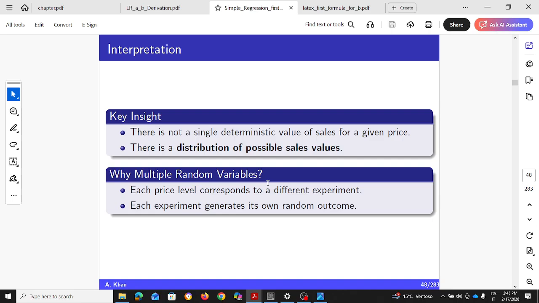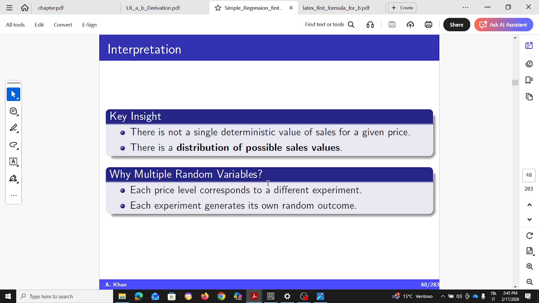So this means that there is not a single deterministic value for the sale at a given price. So for a given price, we don't have a deterministic value. It can take any possible value. So if it takes any possible value, it has a distribution. Clear?